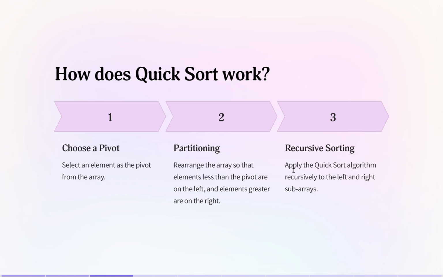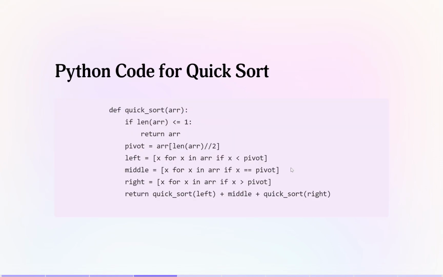As I said earlier, you select an element as a pivot, then those elements that are smaller than the pivot will go to the left subarray, and those that are bigger will go to the right subarray. Then you apply the quicksort algorithm recursively to both the left and right subarrays, and this will allow you to end up with a sorted list.